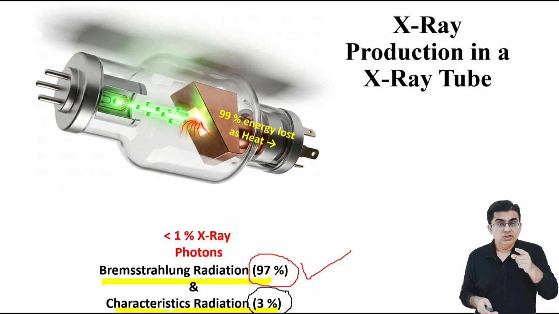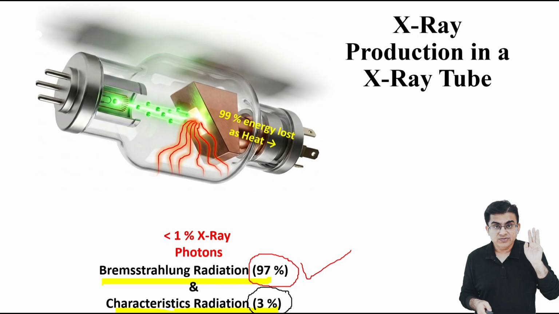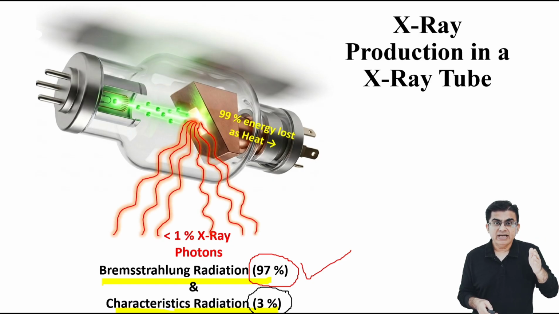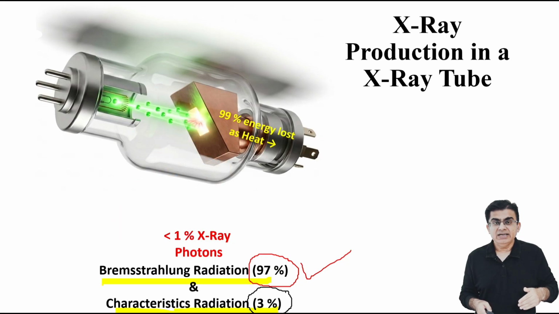Be careful, don't get confused these two types of interaction with those three types of interactions such as photoelectric effect, Compton effect and pair production effect of radiation with matter. Those interactions occur later when the clinically used X-ray beam hits the body and interacts with the body. I will teach you those three interactions in a separate lecture later.